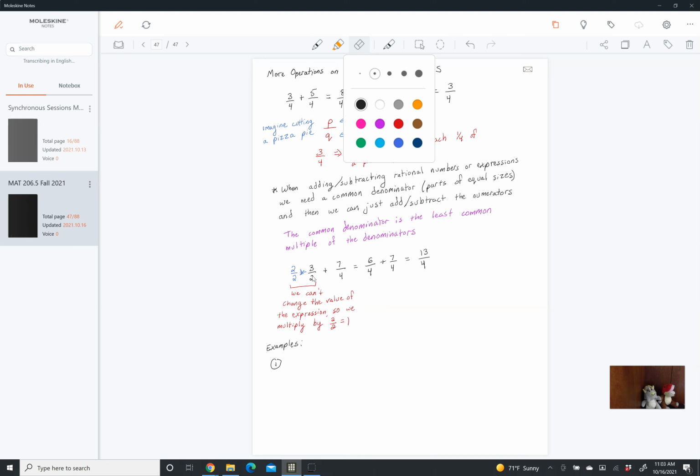So let's say that our first one is x over x plus 3 plus 3 over x plus 3. Okay, well, the first thing that you want to do is you want to look at the denominators. The denominators already are common denominators. So we don't need to worry about finding the least common multiple because we already have a common denominator. So that common denominator is going to carry through.